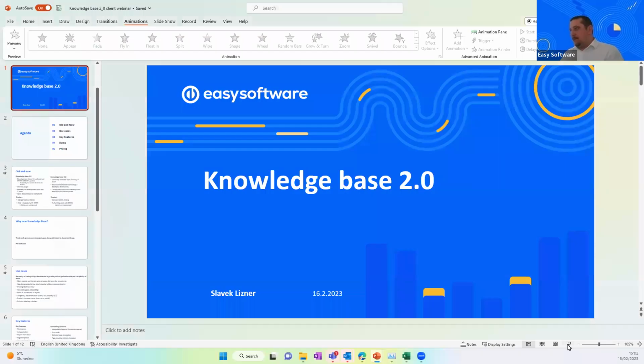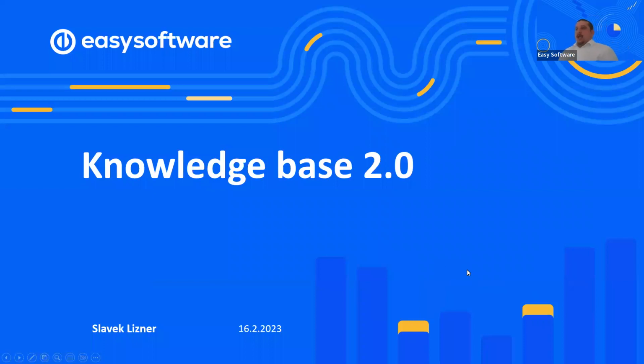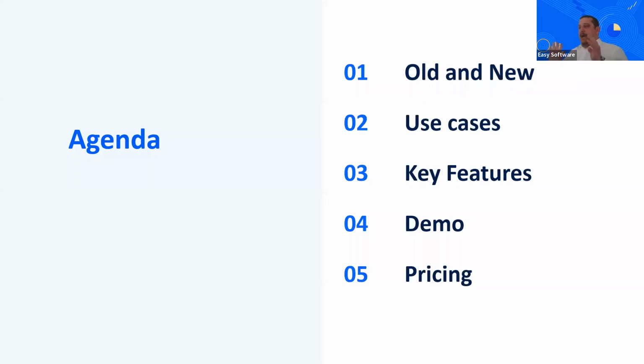Sharing the screen. All right, Knowledge Base 2.0. I would talk a little bit about the old knowledge base and the new knowledge base, just very shortly. Then I will tell you a little bit why we are doing this, and explain the main features. Then I will be showing you the knowledge base. I will be focusing predominantly on integration between Easy Redmine, Easy Project, and the new knowledge base. And at the end, I will tell you the details about the pricing and delivery options.